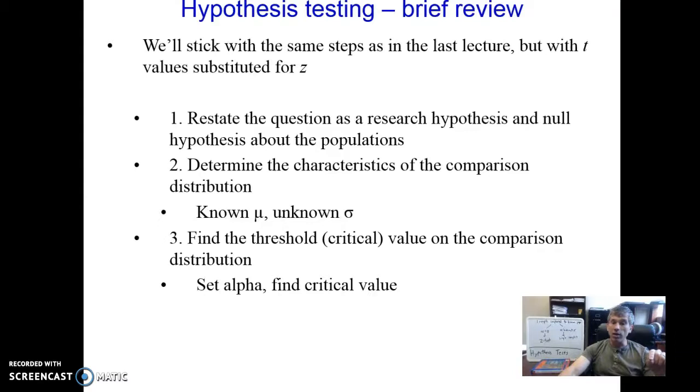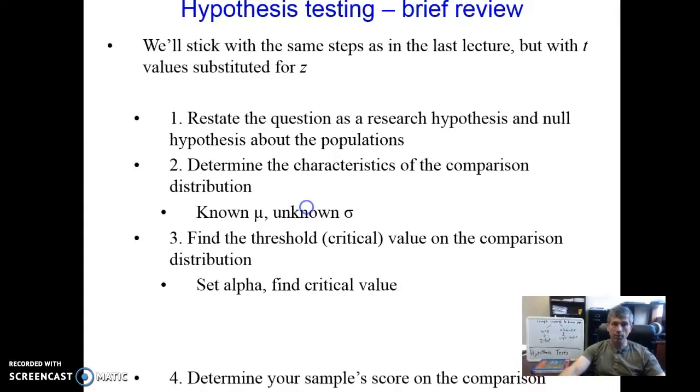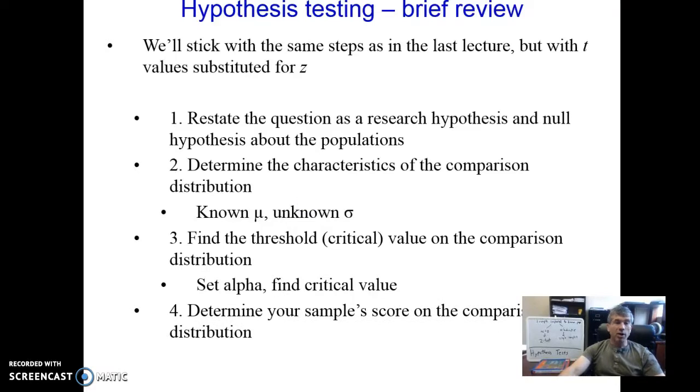Step 3, find the critical value. That doesn't change. Again, we set the alpha. We find the critical value. Some of the specific critical values will be a little different because the distribution is shaped a little differently. But for your purposes, it's still just that you're being given these critical values. You're copying them down. Step 4 is to figure out our test statistic, determine where our sample score falls, and we use t-scores instead of z-scores in this case, but the formula is going to look really similar.